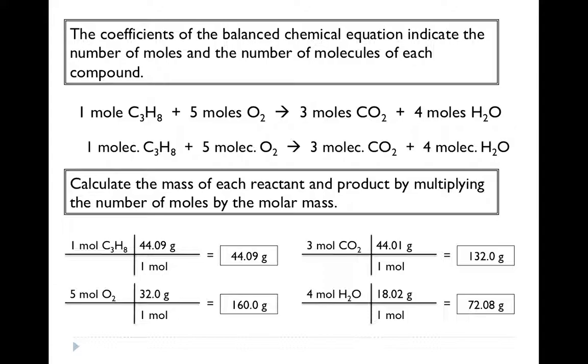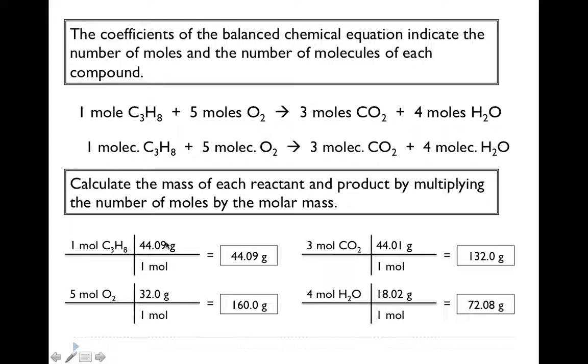And then the last part of the question is calculate the mass and prove that the law of conservation of mass is observed. So all I do is take those mole amounts that I got from the top. So 1 mole of propane, 5 moles of O2, 3 moles of CO2, and 4 moles of H2O.